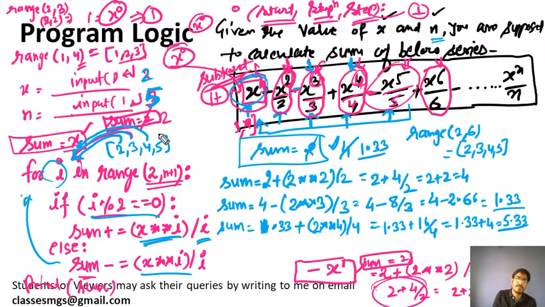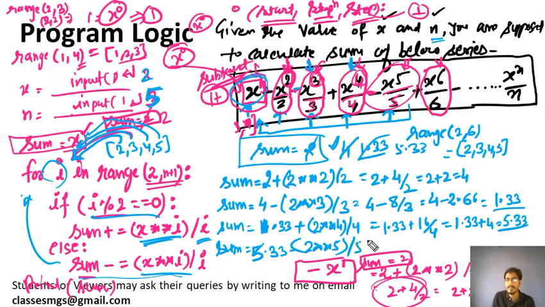Now next time 5 will come, and 5 is an odd term, so this condition will fail and this line will be executed. This line means sum equals the sum value, which was 5.33, so 5.33 minus 2 double star 5 divided by 5, that is 5.33 minus 2 raised to power 5, which is 32, divided by 5.